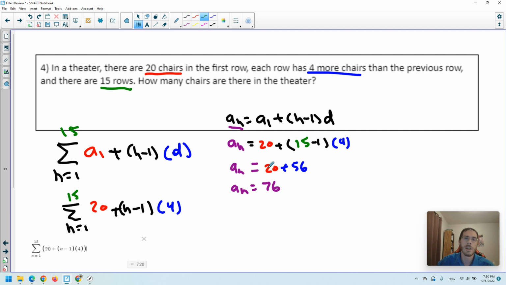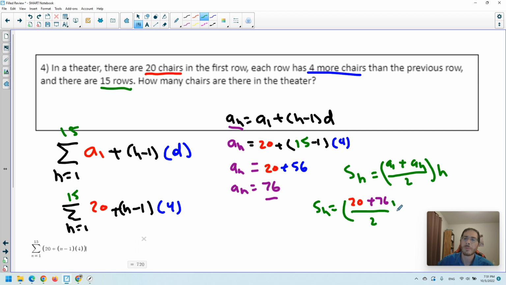So we have to again write S sub n equals, I'll do it all in green for right now. I did it in colors on the other one. A sub 1 plus a sub n over 2 times n. So S sub n is equal to, a sub 1 is the first one, that's going to be 20. A sub n is the last one, so we figured that out. That's going to be 76. Divide by 2. And n is 15, so times 15.